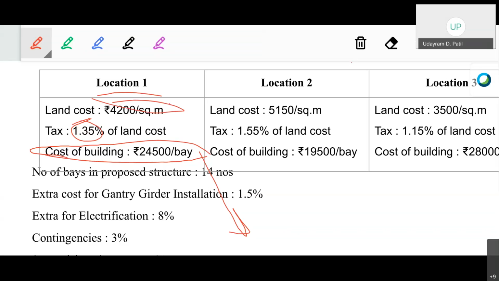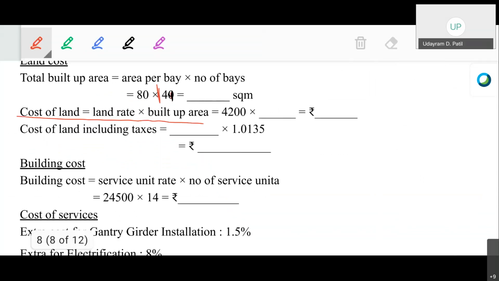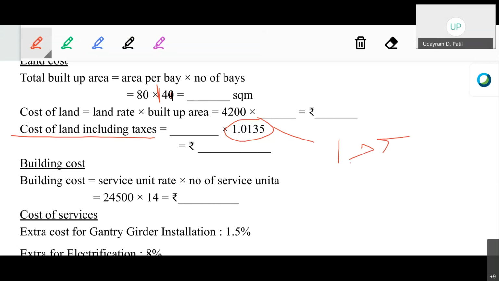Okay, so the cost of the land including the taxes. Okay, हा जो काही cost of the land होता, that was excluding the taxes. Now cost of the land including the taxes, it will be increased by 1.35%, १.३५% ने आपल्याला increase करायचं आहे. So the cost of the land including taxes will be 47 lakh 4,000 rupees multiplied by 1.0135, that is increasing it by the 1.35%.